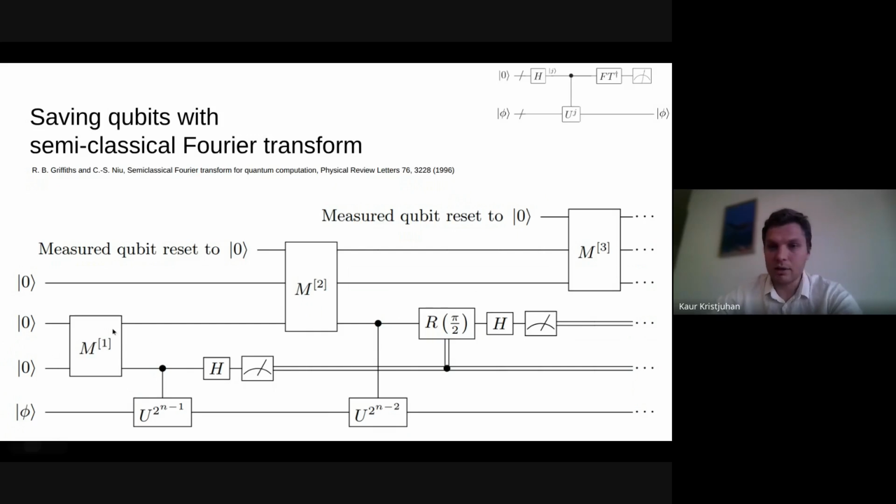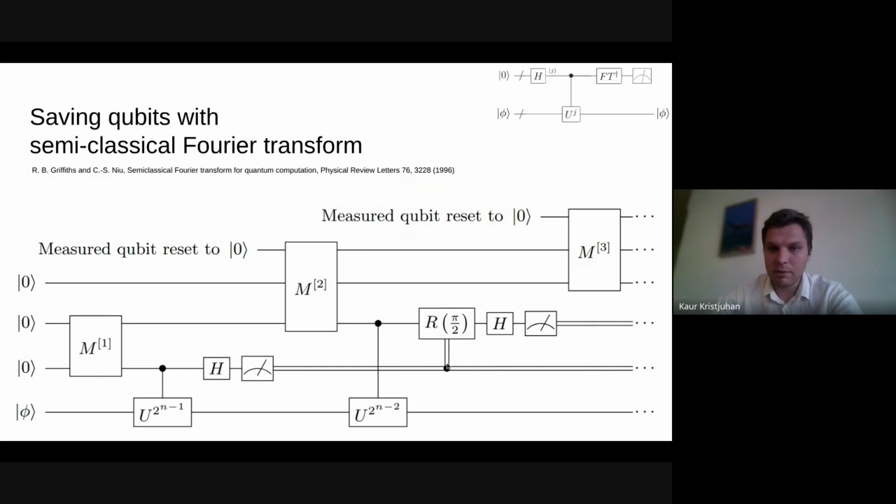We start preparing the state on the control register. So here's our operators. We apply the first and the second and the third and so on. But since after applying the first, we're not doing anything more to this qubit later, then we can immediately start applying the rest of the quantum phase estimation circuit. We do the controlled power of U on the system state, and then we do the semi-classical Fourier transform, which prescribes basically doing a Hadamard and then a measurement, and then controlled on that classically, we're going to do a rotation on the next qubit.